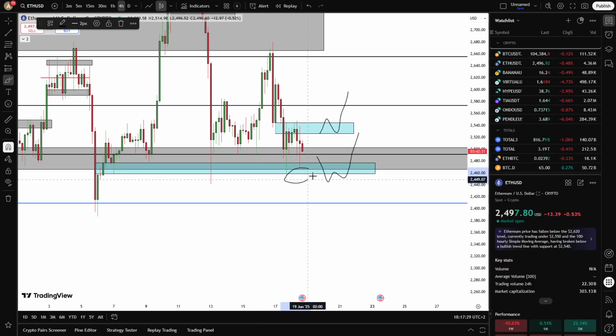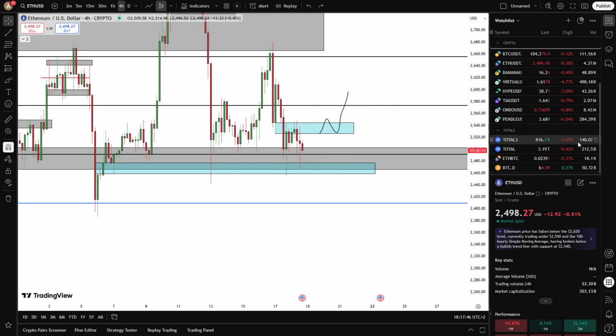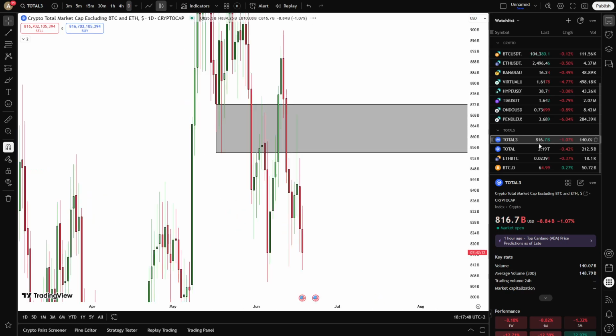So I will be looking at this area to look for some longs, or where we see the upwards possibility, where we have a little bit more conviction and are able to play it with some more size. So with that having said, let's get into total free.